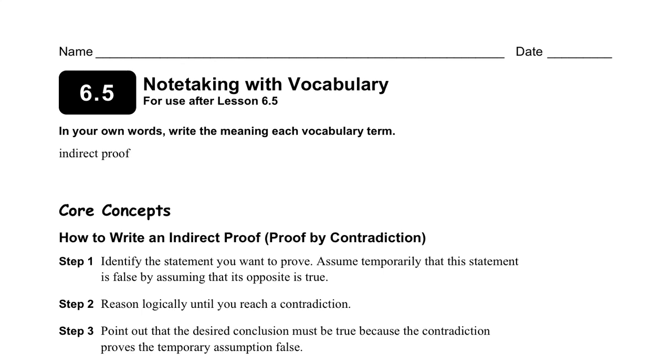Hey everybody, lesson 6.5 today, and one of the core concepts is going to be how to write an indirect proof. And I know that's a vocab term, but all that means is a proof by contradiction. There are some steps written here, and the first thing is you're going to identify the statement you want to prove, but what we do is we start by actually writing assume, and then we're just going to assume that statement is false by assuming the opposite being true. Okay, we'll see that later.